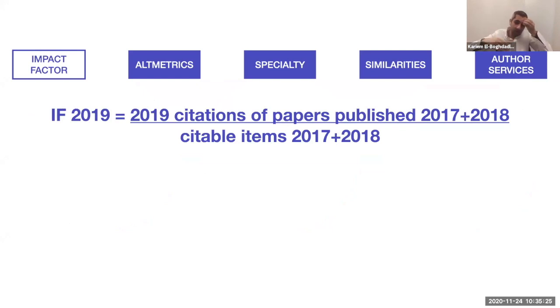I'm sure you all know this, but just to highlight, the impact factor for 2019, which is what we're currently operating on, looks at the citations in 2019 of papers published in 2017 and 2018, divided by the total citable items in those 2 years. So let's say you published 5 citable papers in 2017 and 2018, and in 2019 you had a total of 5 citations. Your impact factor would therefore be 1.